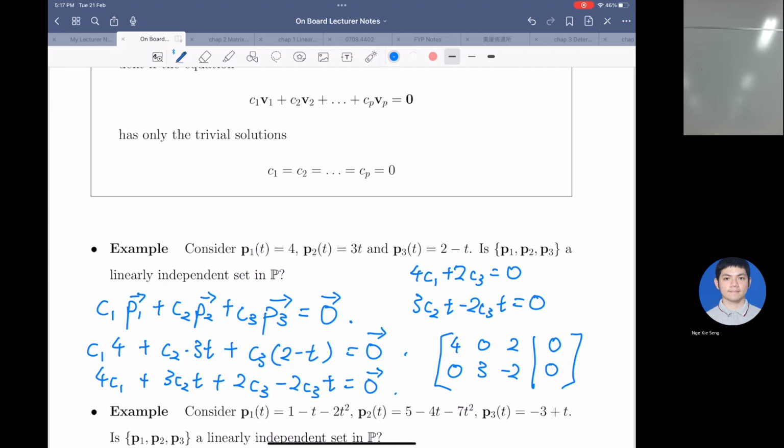Minus 1 again. Where's the minus 1? Minus 2 should be minus 1. Oh, okay. Yeah, correct. Good. Very good.